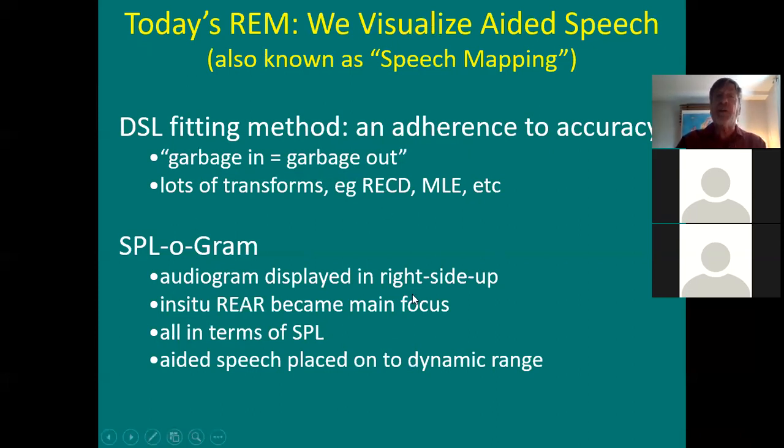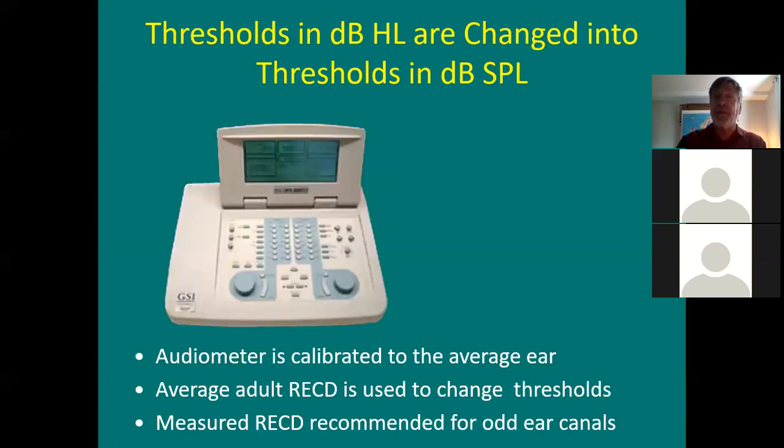The audiogram is always displayed then right side up. In situ, in situation, the real ear aided response becomes the main focus. Everything's in terms of SPL, and aided speech is then placed onto one's dynamic range. Thresholds in dB HL are changed into thresholds in dB SPL. The audiometer is calibrated to the average ear.